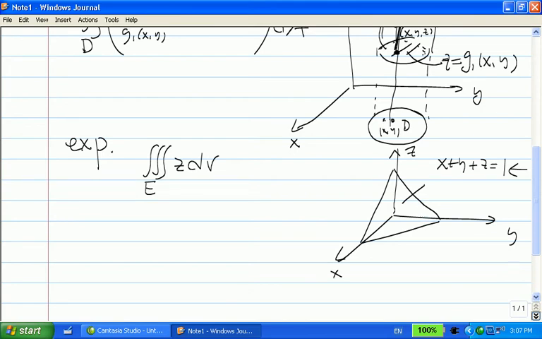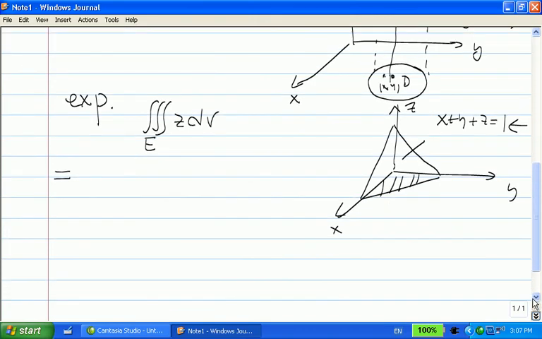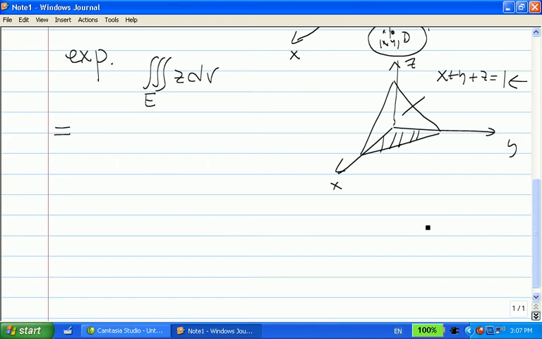Now we want to evaluate this triple integral. As we explained, the first thing we need to do is change this triple integral to a double integral. So how do we do that? Looking down from the z-axis at this solid, make a projection onto the xy plane. You get your region D. In this case, this shaded region is a triangle. It's not hard to see. Let me draw that one here.